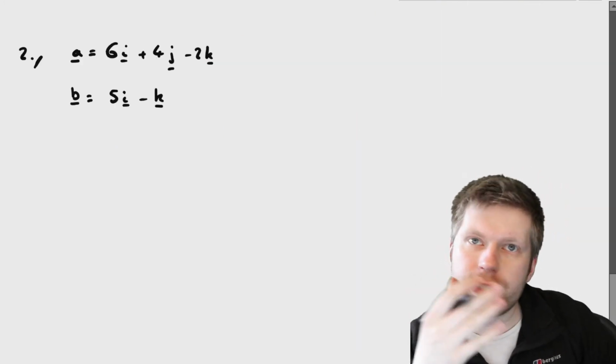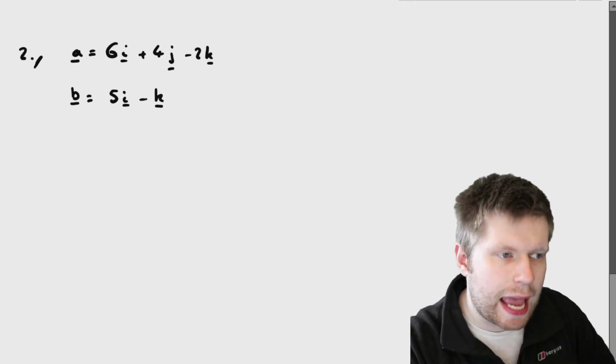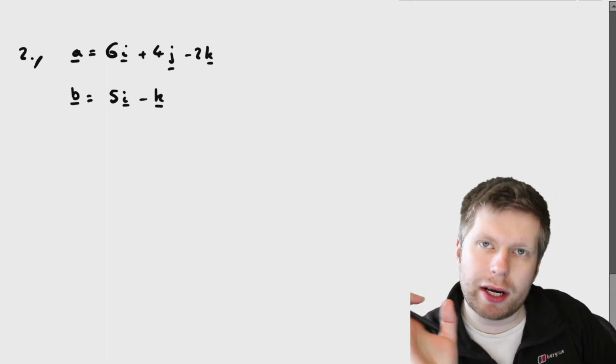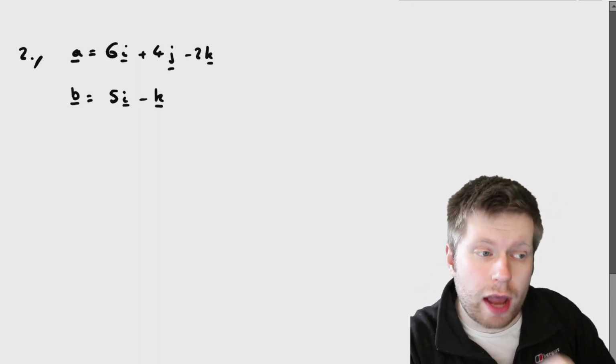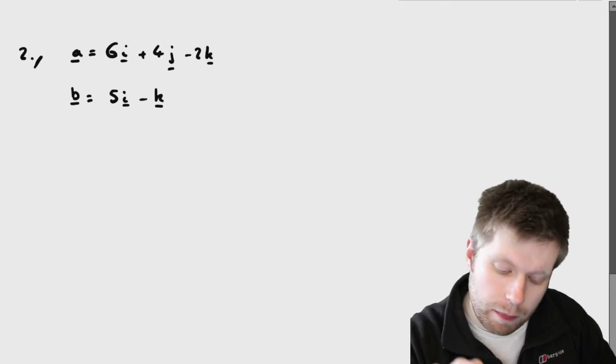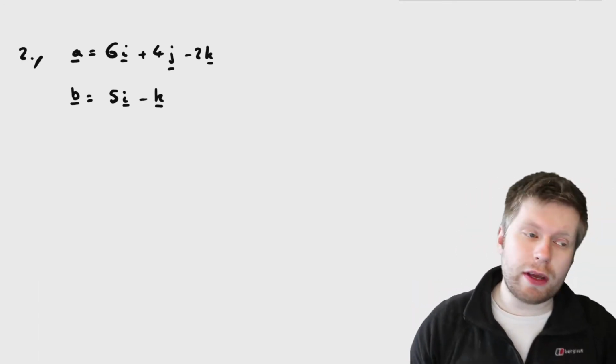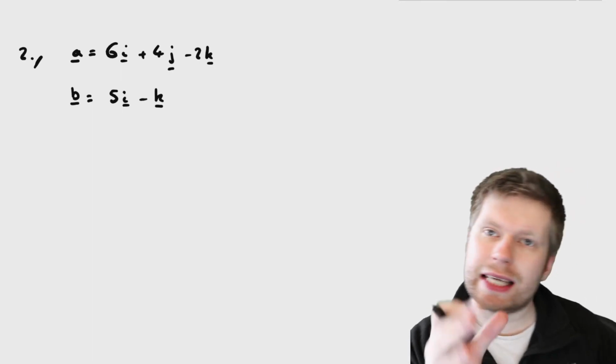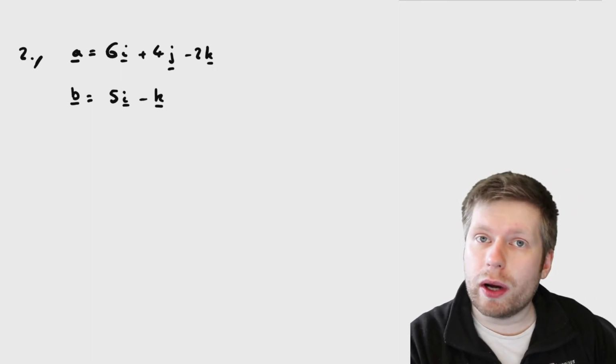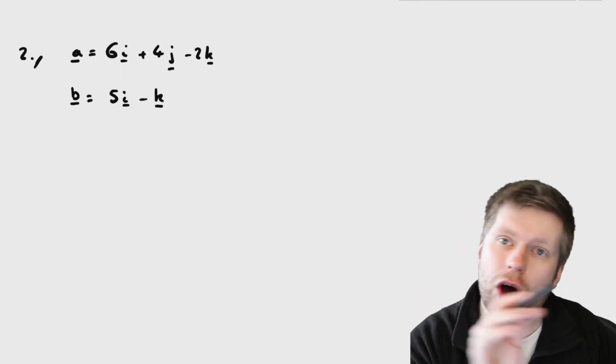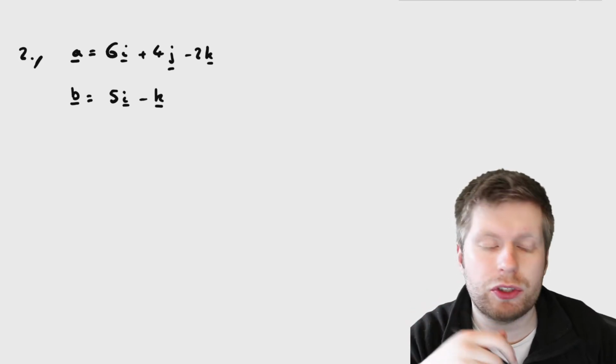The next question says, same kind of idea, here are two vectors, A, which is 6i plus 4j minus 2k, and B, which is 5i minus k, and find the angle between them. Well, you notice first of all that I've been given my two vectors in ijk notation. In other words, I'm thinking about the unit vectors in each of the horizontal, vertical, and forwards and backwards direction.